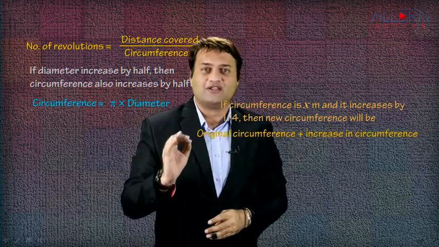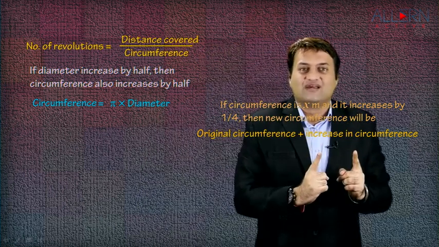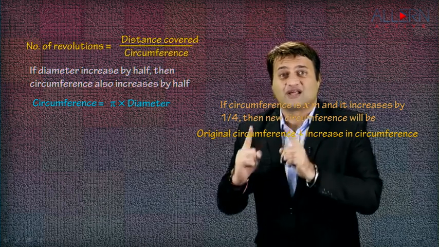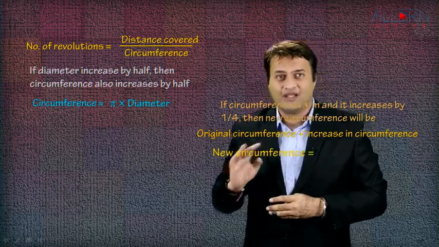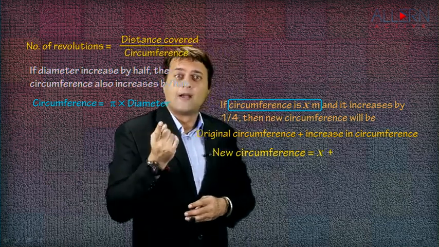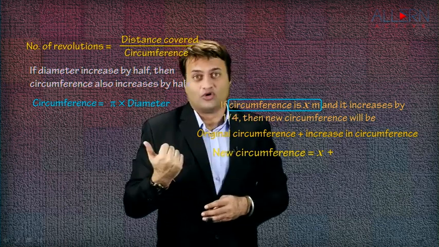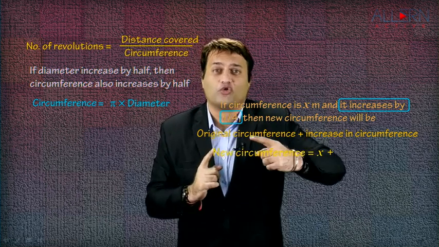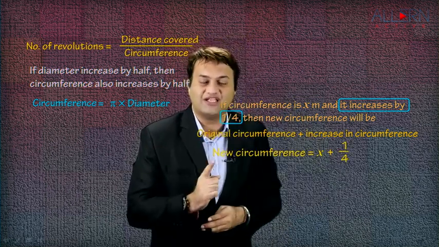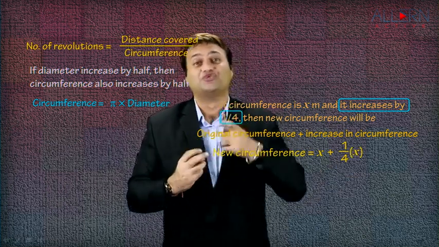So, this is how we find the new circumference. Original circumference plus increase in the circumference will give us the new circumference. So what is the original circumference in the example? X, right? So new circumference will be equal to x, that is the original circumference, plus, because it increases 1/4 of the original. When you say it increases by 1/4, of what? 1/4 of the original circumference, that is x. So it will be x plus 1/4 of x. So this is how you need to find the new circumference.